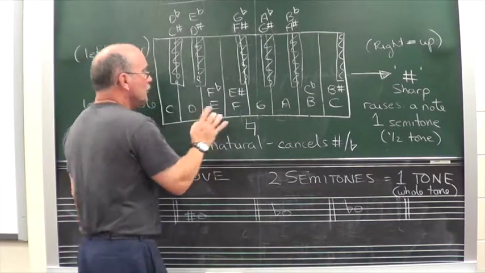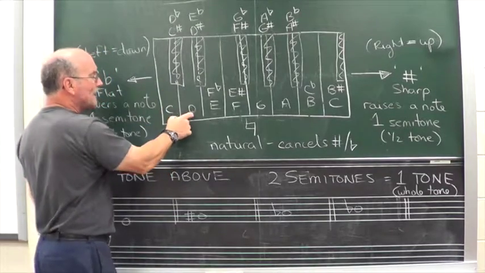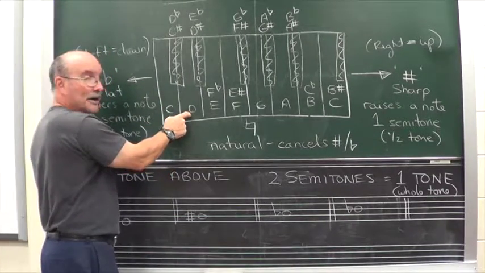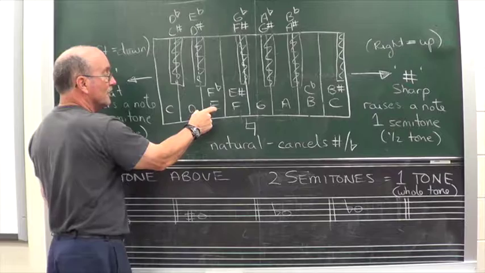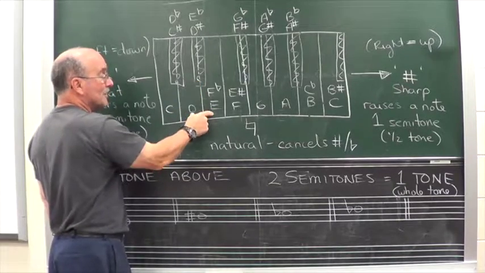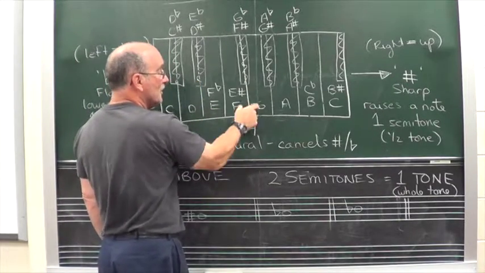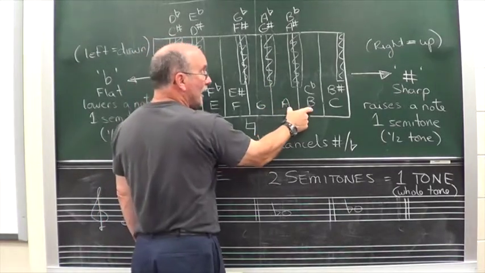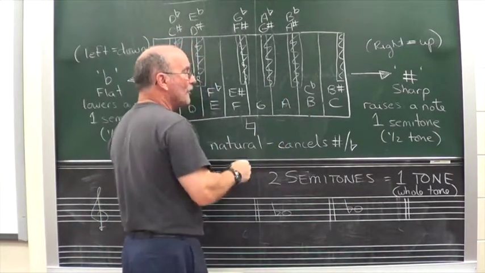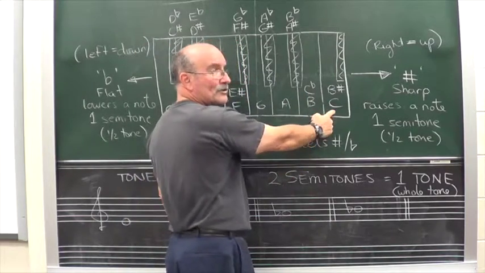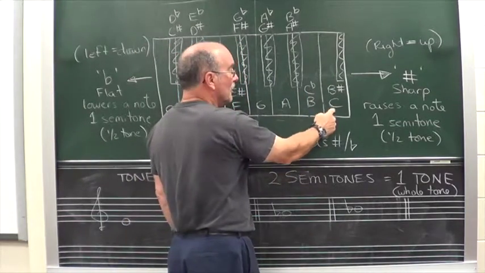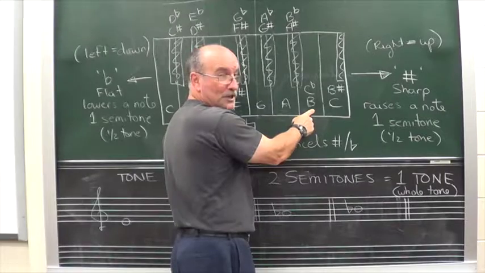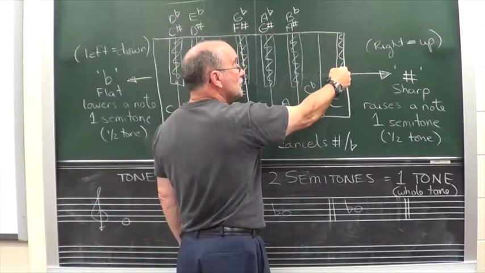So you could conclude then, as long as there's a black key in between two white keys, that will be a tone. So C to D is a tone. D to E is a tone. There's a black key in between. F to G is a tone. G to A is a tone because there's a black key between them. A to B is a tone. However, from the note B to C, that is only a semitone. So a tone above B would be C sharp.